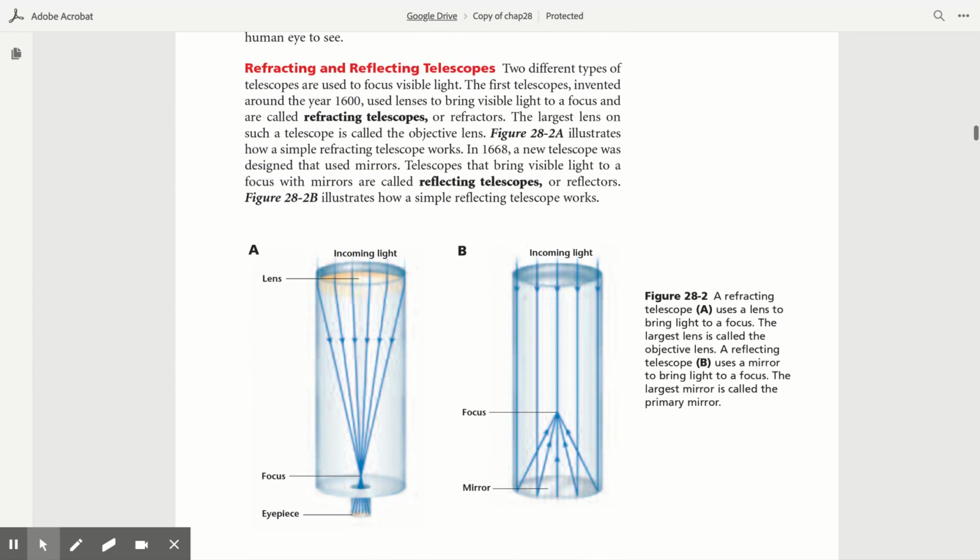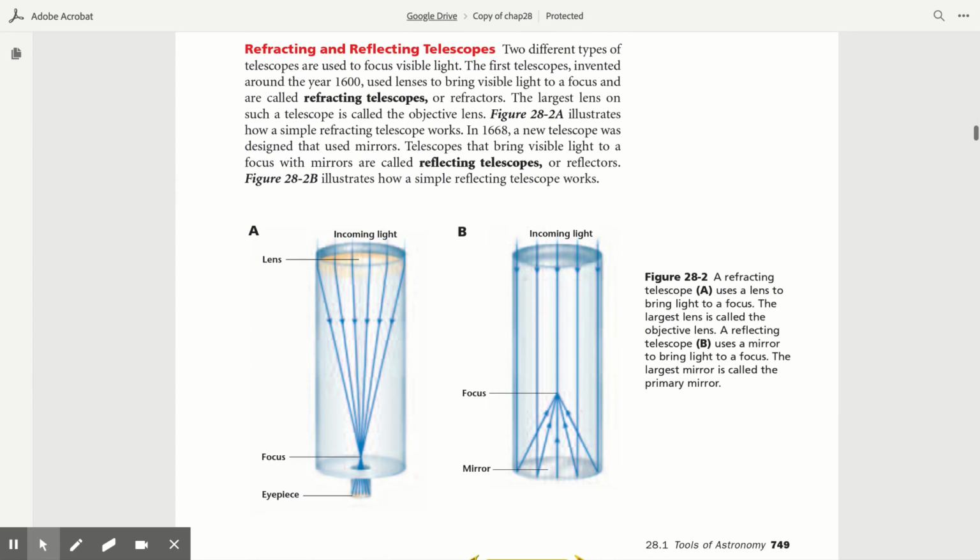Refracting and reflecting telescopes. Two different types of telescopes are used to focus visible light. The first telescopes, invented around the year 1600, used lenses to bring visible light to a focus and are called refracting telescopes, or refractors. The largest lens on such a telescope is called the objective lens. Figure 28.2a illustrates how a simple refracting telescope works.